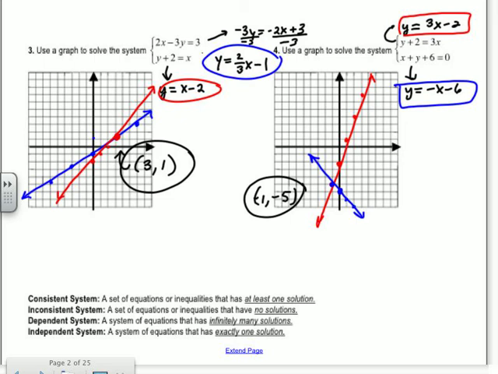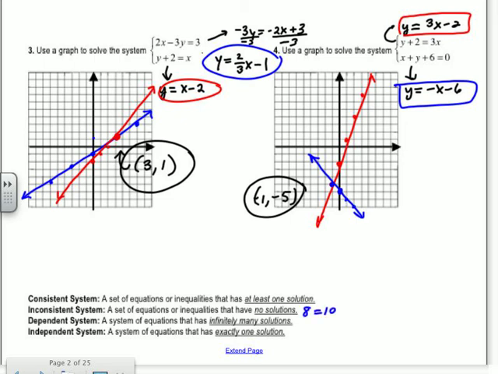Yeah, so if someone's inconsistent, they're not very reliable, right? So an inconsistent system is something that's going to give you no solution. So you're going to try to solve it, and then you'll end up with something that looks like 8 equals 10 or something weird like that. It doesn't make any sense.